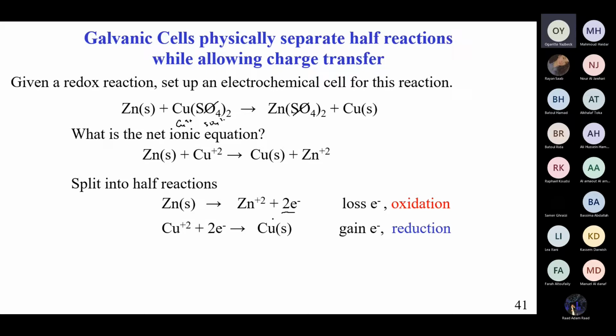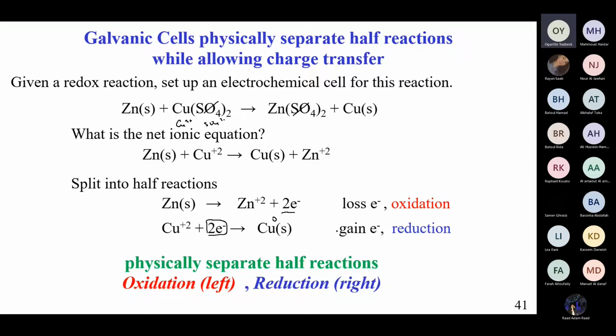Copper 2 plus becoming copper 0, that's a gain of electrons, becoming less positive. And if we're balancing the electrons, 2 electrons on this end are required to make this part 0, and therefore we can see electrons are gained, indeed reduction. So we found the oxidation and the reduction half reactions.